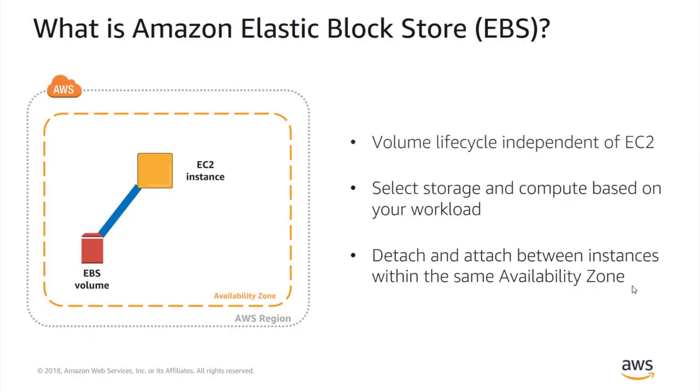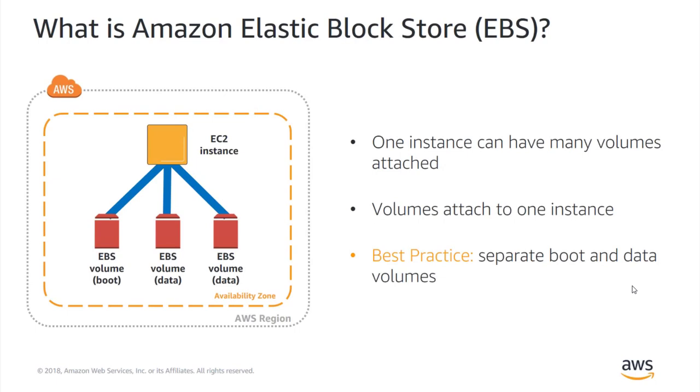An important characteristic of EBS volumes is that they can live independent of EC2 instances. This gives you the ability to select and change storage and compute based upon your workload, selecting just the right resources to meet your application needs. This means that you can detach a volume from one instance and reattach it to a different instance within the same availability zone. The data on the EBS volume is completely preserved and made instantly available to the new instance.